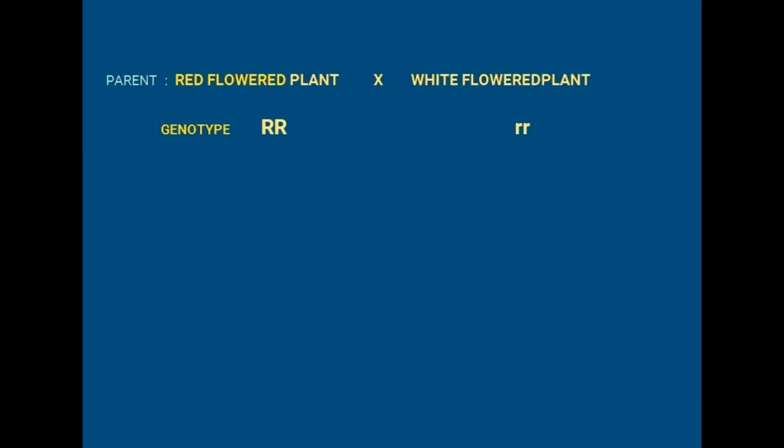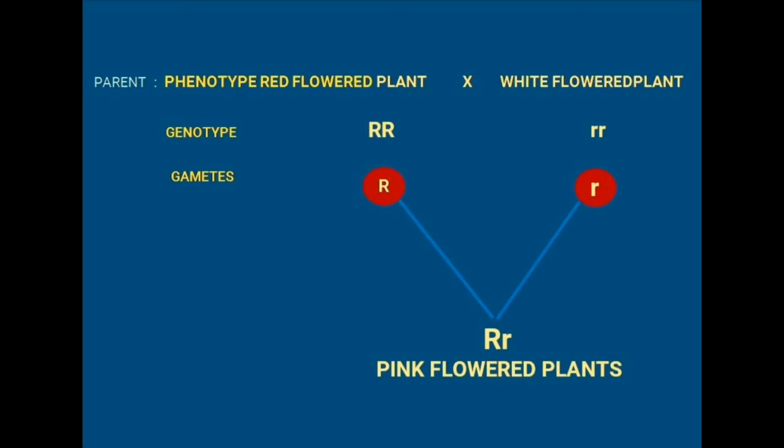See the representation of the cross here. The parents are a red flowered plant and a white flowered plant. The genotype is capital R for red flowered plant and small r for white flowered plant. Then we will get gamete capital R from the red flowered plant and small r gamete from the white flowered plant. In the F1, all the plants were pink flowered instead of red. This is due to incomplete dominance or intermediate expression of character in heterozygous condition. Here capital R small r is pink instead of red.